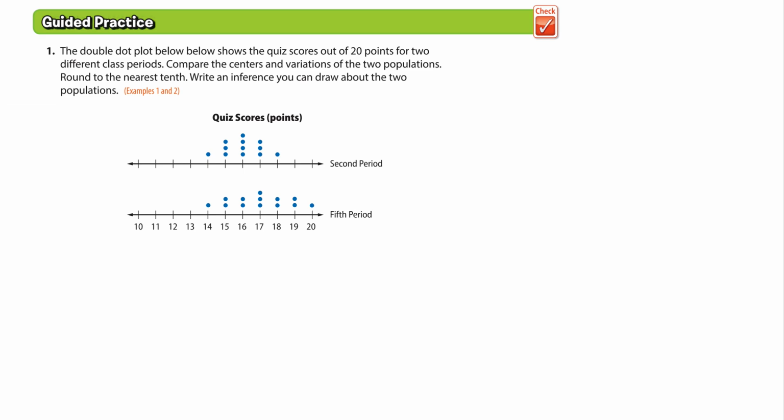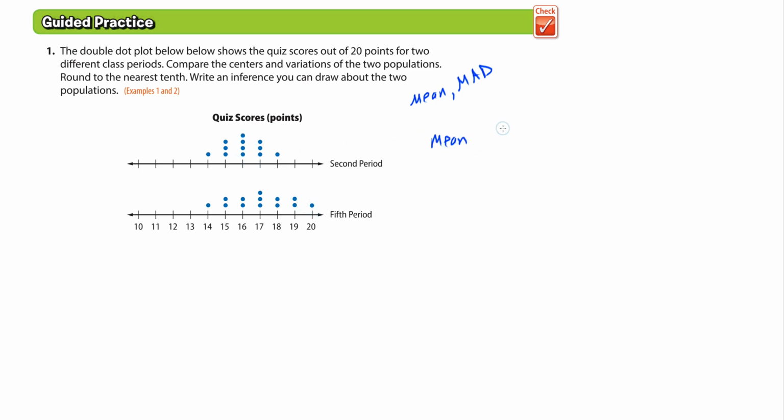So if we look at these, the double dot plot below shows the quiz scores out of 20 points for 2 different class periods. Compare the centers and variations. If they are both symmetric, then we're going to do mean and mean absolute deviation. And they are. They aren't the same as each other, but each one is symmetric. It goes up and back down, and that makes the mean really easy to do.